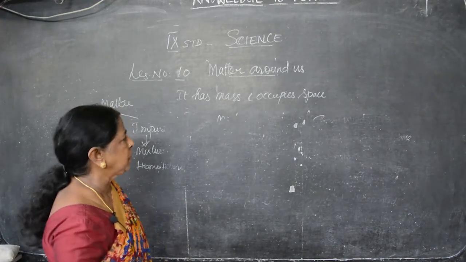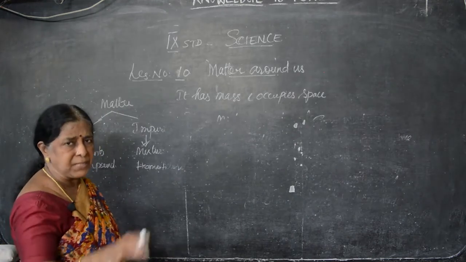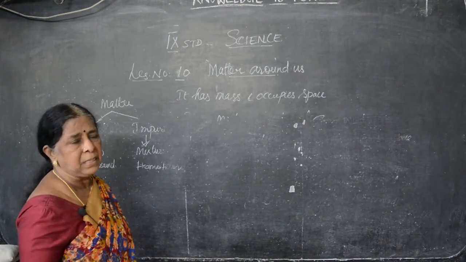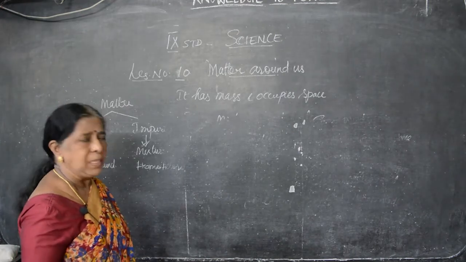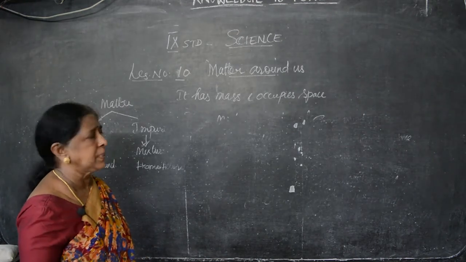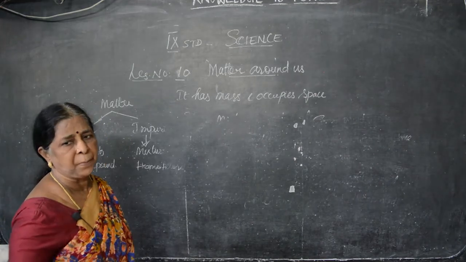Now we have to see how a mixture, in the form of mixing together, can be separated. Either it's a compound or a mixture, we cannot keep them as they are. They should be separated by a simple method or else chemical methods. Let us see in another class how to separate it. Clear?